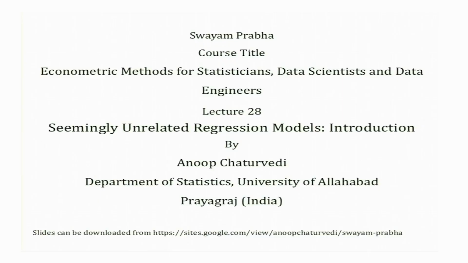Welcome to lecture 28 of the course on econometric methods for statisticians, data scientists and data engineers. The title of this lecture is Seemingly Unrelated Regression Models Introduction. So far we have considered the estimation procedures and other inference procedures for a model of the form y equal to x beta plus u. Now, sometimes you have a set of equations of this form.